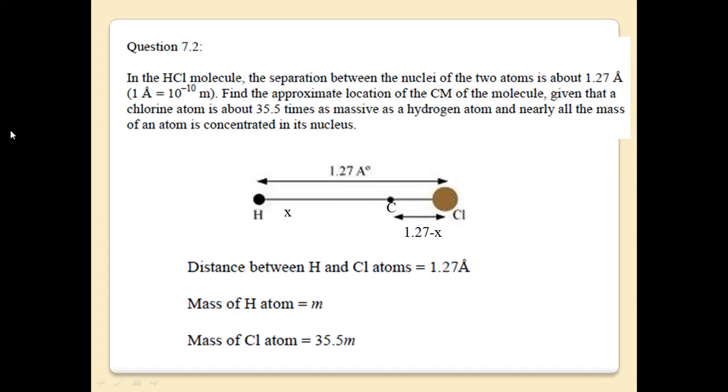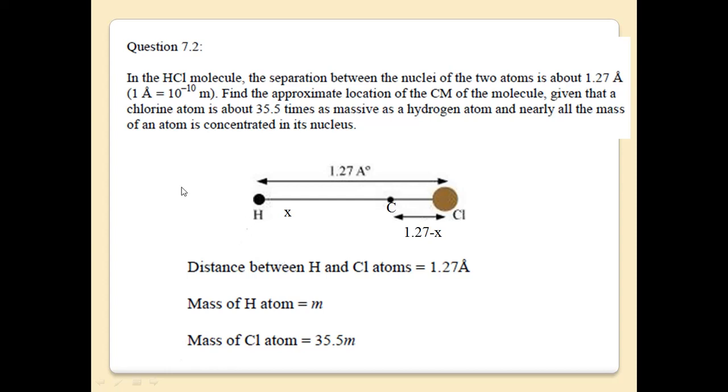Okay, the next problem. In the hydrogen chloride molecule, the separation between the nuclei of the two atoms is about 1.27 angstrom. You know 1 angstrom is equal to 10 to the power minus 10 meter. Find the approximate location of the center of mass of the molecule given that a chlorine atom is about 35.5 times as massive as a hydrogen atom and nearly all the mass of an atom is concentrated in its nucleus.